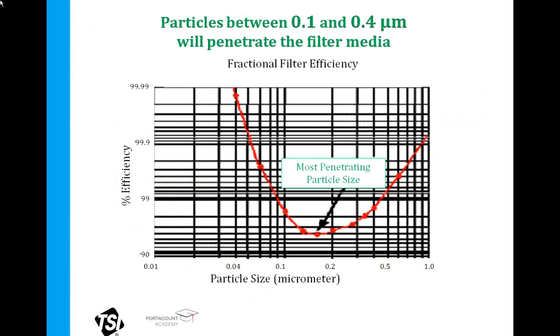Now, if you'll remember from the last slide, we had particles greater than 0.4 microns being removed through impaction and particles smaller than 0.1 micron being removed through diffusion. But that leaves particles between those ranges that aren't really affected by either of those. So these particles will be much more likely to penetrate the filter media. Okay, and this goes for all particle filters. This isn't just specific to respirator filters. This is true of all particle filters.